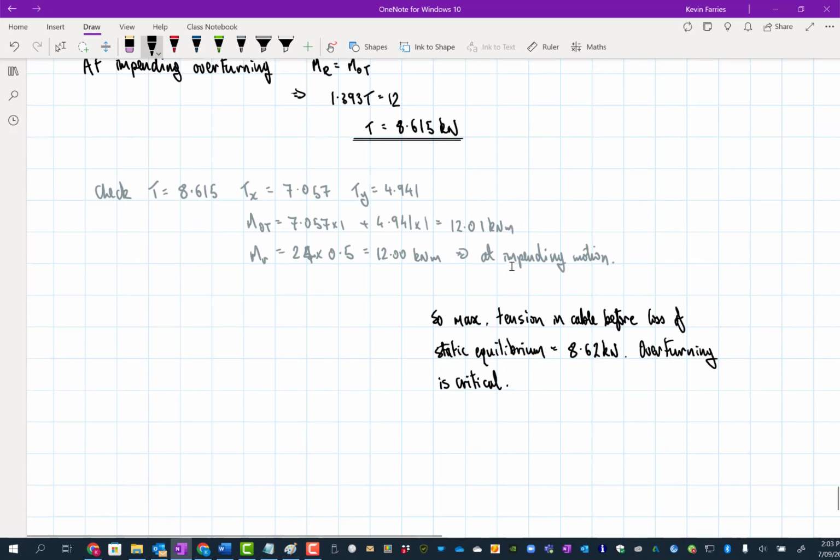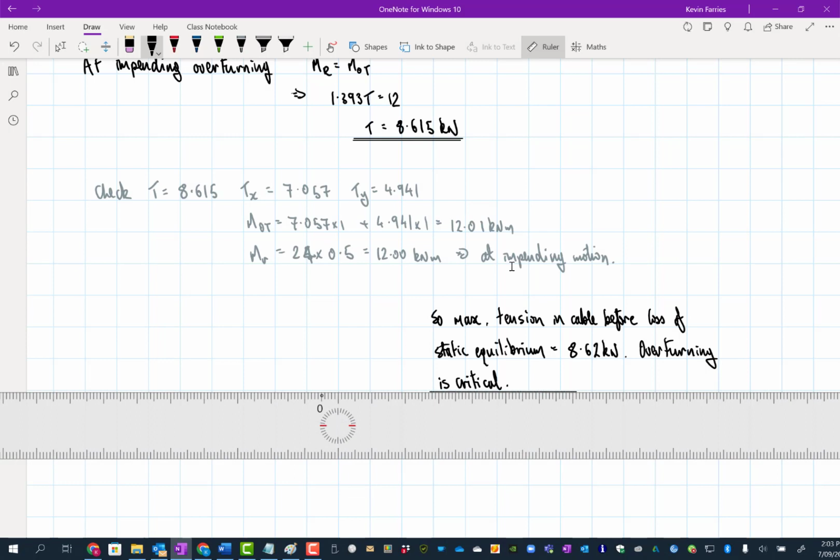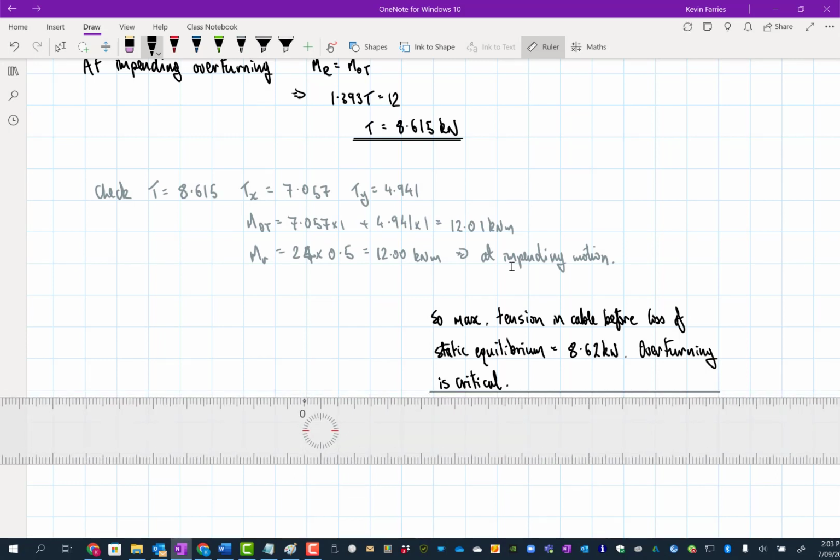And that is our last statics example. How terribly exciting.